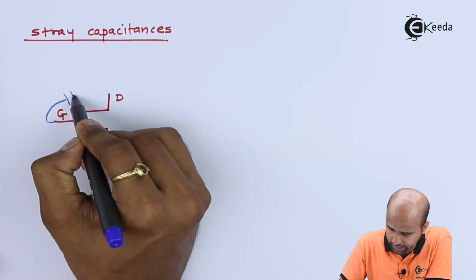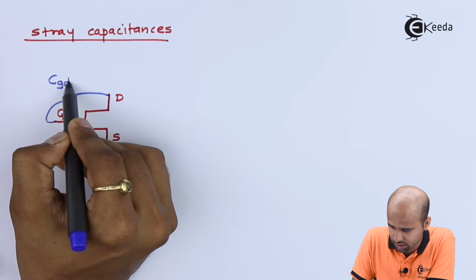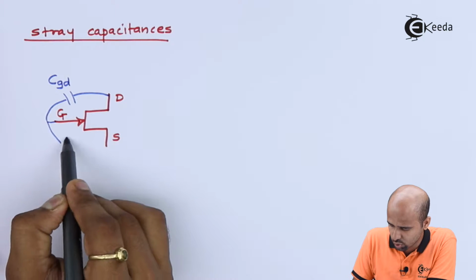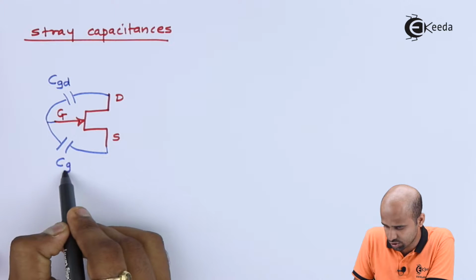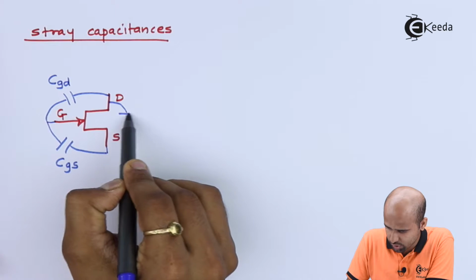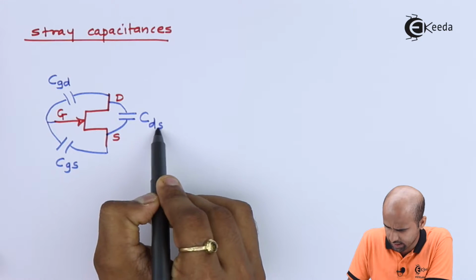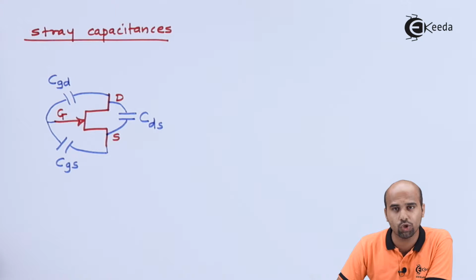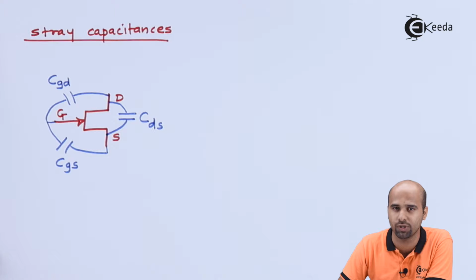These two terminals, gate and drain, form one capacitance, that is CGD. Gate and source form one capacitor, that is CGS. Drain and source again form one capacitor, that is CDS. Now we would like to look at high frequency and low frequency analysis, whether these capacitances are really responsible when designing an amplifier.